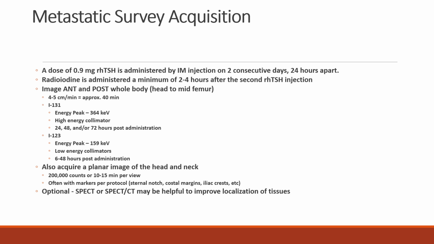So we can use I-131 or I-123. Make sure you guys know that. We'll acquire planar images of the head and neck, 200,000 counts or about 15 minutes per view. And then you can do SPECT or SPECT CT with this as well. SPECT tends to be not great because you don't have a lot of counting statistics, especially with I-131. The image quality is never good if you do SPECT, but if you do SPECT CT and it corrects for that and you can see the fused images, that is actually very, very helpful in figuring out if it's soft tissue versus lymph node and things like that.